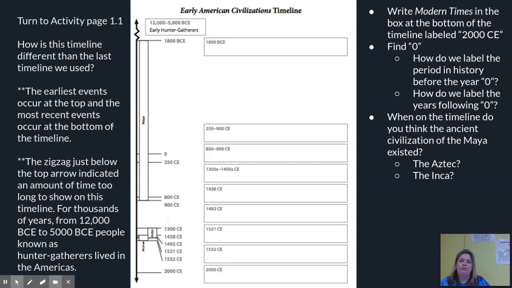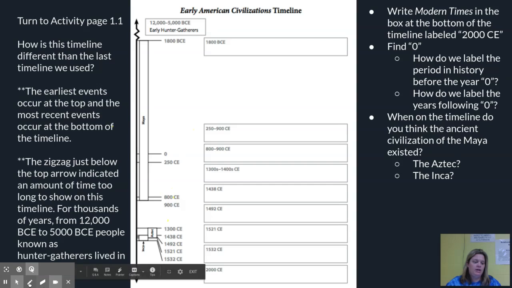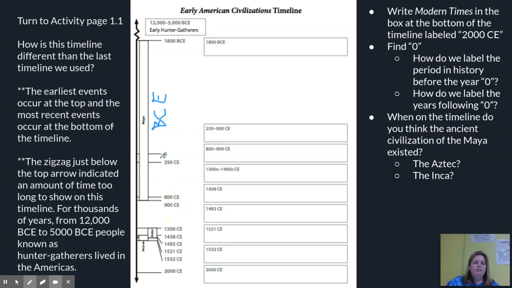All right, now, here's the next thing you're going to do. Find zero. Find zero. How do we label the time period before zero? From this time period over here, how would you label that? You would say that this is your BCE. So you can take your pencil, I'm going to go blue here, and you can write B, C, E. All right. Now, what about after this? We would write, and it's right here, C, E. So all of this is CE.